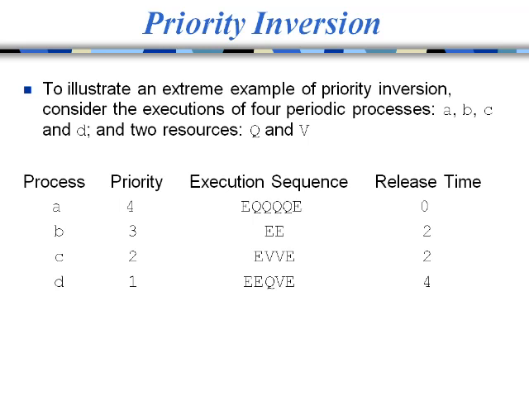teaching style. Anyway, what we're going to do is show an extreme example of priority inversion. We've got 4 processes, A, B, C, and D. Each of them has a priority. We have this execution sequence and a release time. The release time corresponds to when the process is released so that it wants the CPU. The execution sequence, we have E, Q, V. So each letter represents a tick of time.